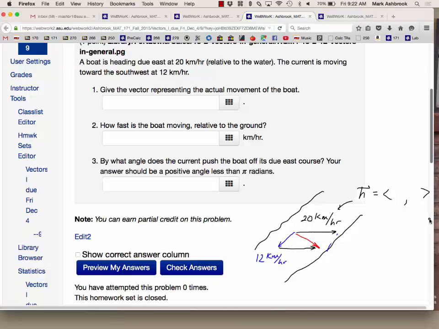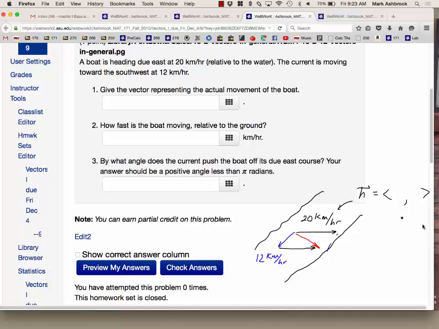Now, this is speed, not displacement. So you got to think about this as occurring in a moment of time. In a moment of time, the speed is 20 kilometers per hour this way, and the current is 12 kilometers per hour that way. It's not that the boat starts here and ends here. When you do velocity vectors, you're capturing a moment in time. The length of the vectors is just that current speed. It's not a displacement. It's not a movement.